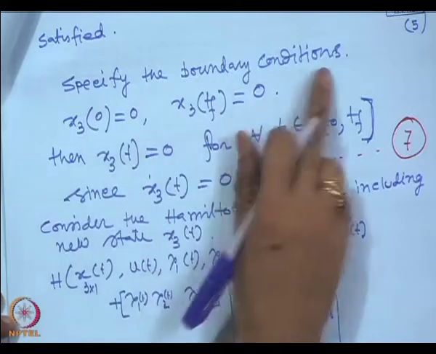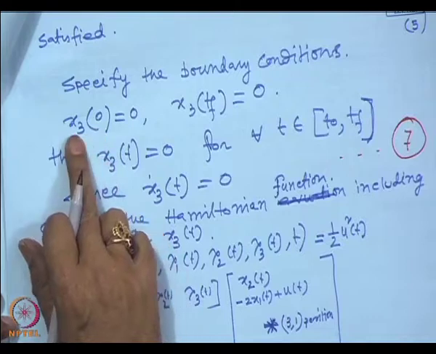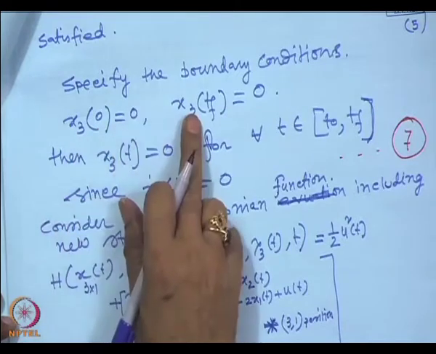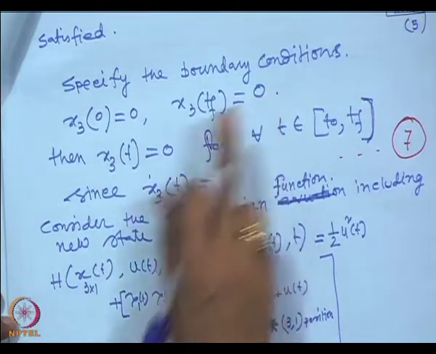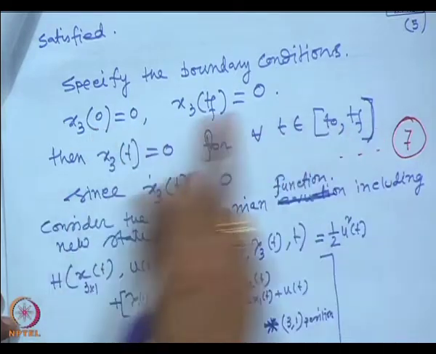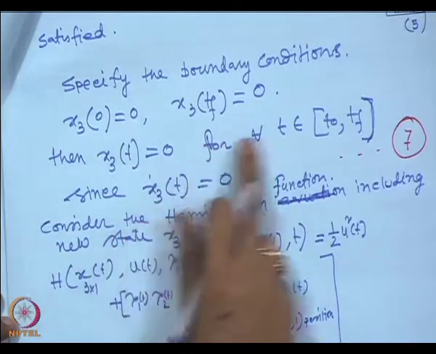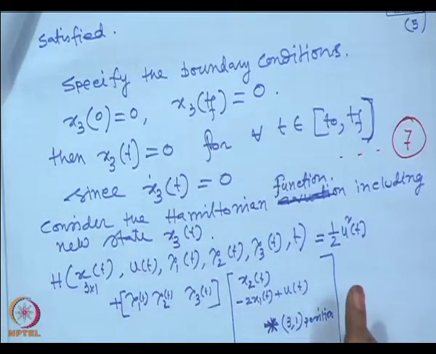Then we specified the boundary conditions for the new state variable x 3: x 3 at 0 is 0, and x 3 at T f is 0. Then x 3 of t is 0 for all t, so from the equation we can write this expression equal to 0 for all t.